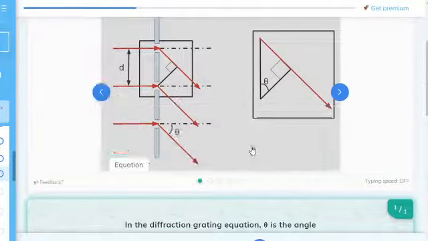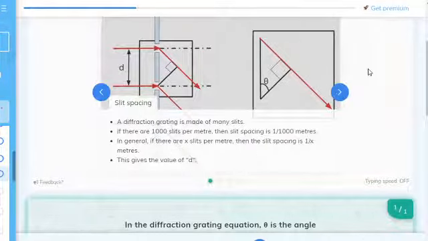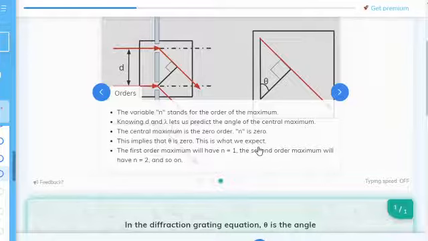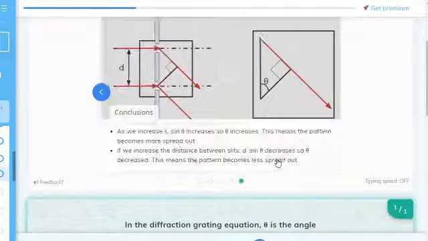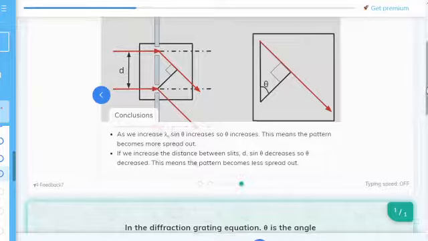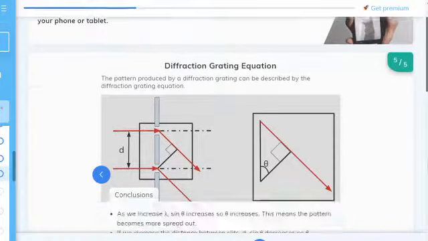A grating with more slits will produce a sharper diffraction pattern. The number of slits per meter, and the variable for the order of maxima. Remember, with more slits the pattern is less spread out. So, what does this mean if there's more grating?